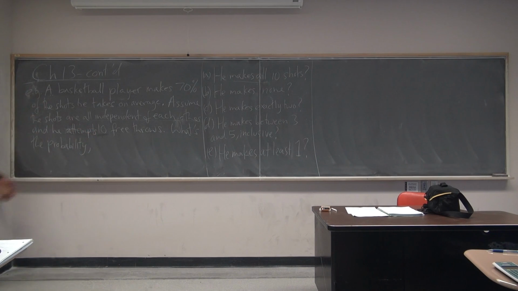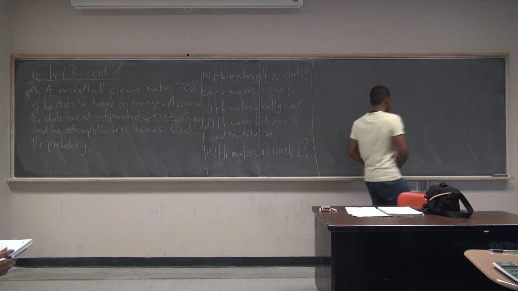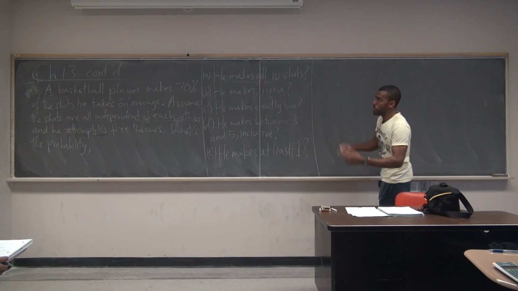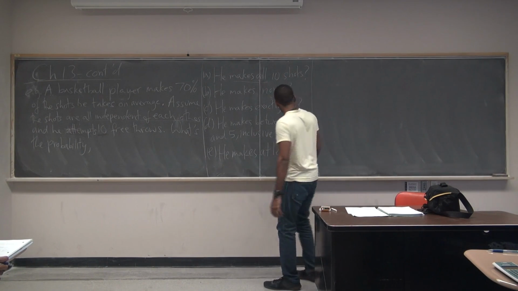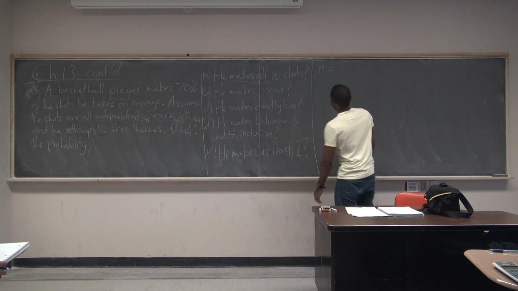So he attempts 10 free throws, right? What's the probability that he actually makes all 10 or blah, blah, blah? So you'd read that, you'd see all the signs of a binomial, like, oh, it's binomial.